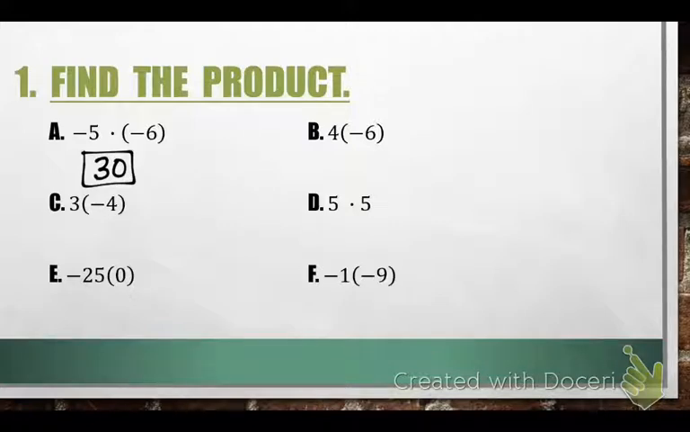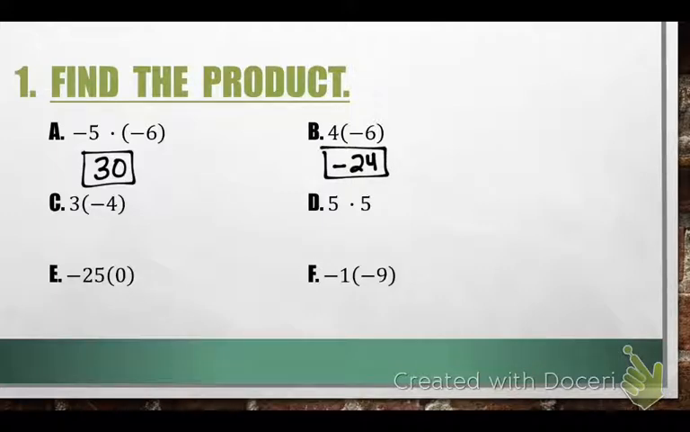Let's go ahead and come over here to problem B. Cameron, how many negative signs do I have in 4 times -6? 1. So we know my answer is going to be what? Positive or negative? Negative, because that's an odd number. And what's 4 times 6? 24. So your answer is -24.